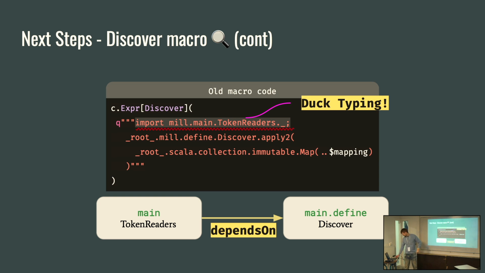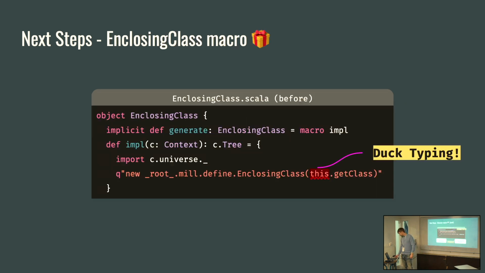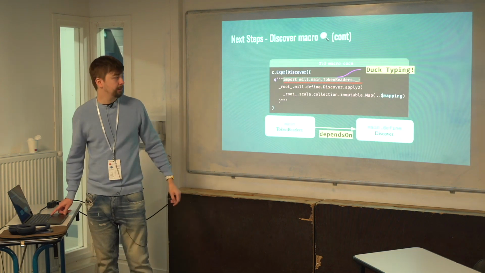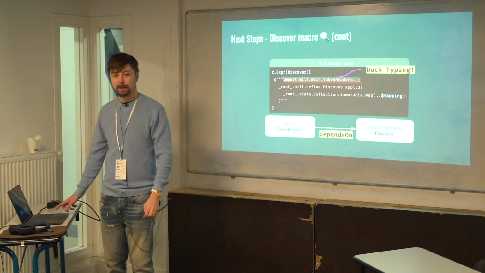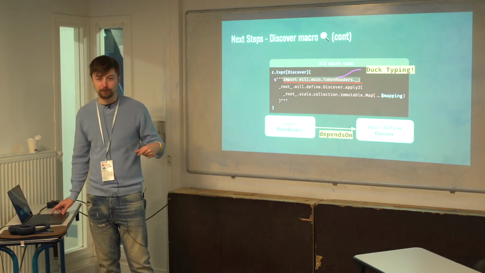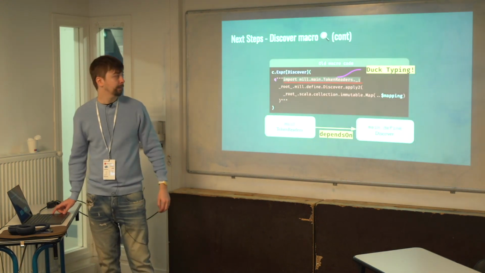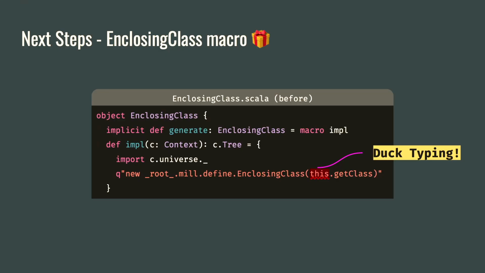So in the end, I basically just copied this to everywhere where we call this discover macro, because that's the only way to fix that. Basically, Scala 2 macros are completely duck typing. And that's pretty bad if you're trying to convert it to the new type-safe Scala 3 quotes and splices.